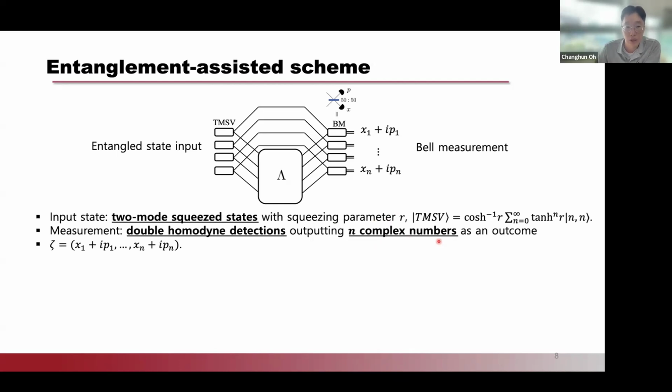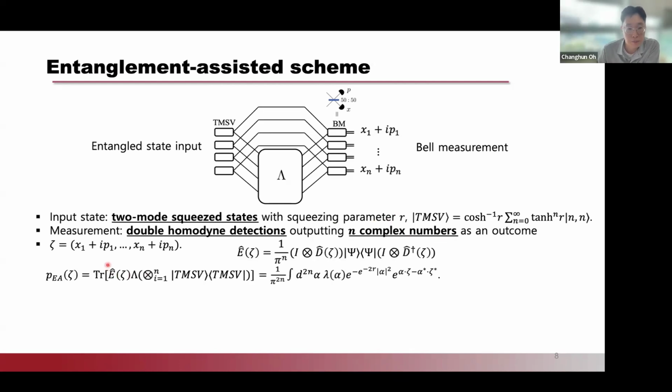Then after that, we get, again, these n complex numbers as an outcome. And by computing the alpha probability of such a setup, we can see that the alpha probability depends on the channel's characteristic function in the following way. And you can see that a very similar expression appears, but the difference is this prefactor. I'm going to compare this to the previous scheme in the next slide.